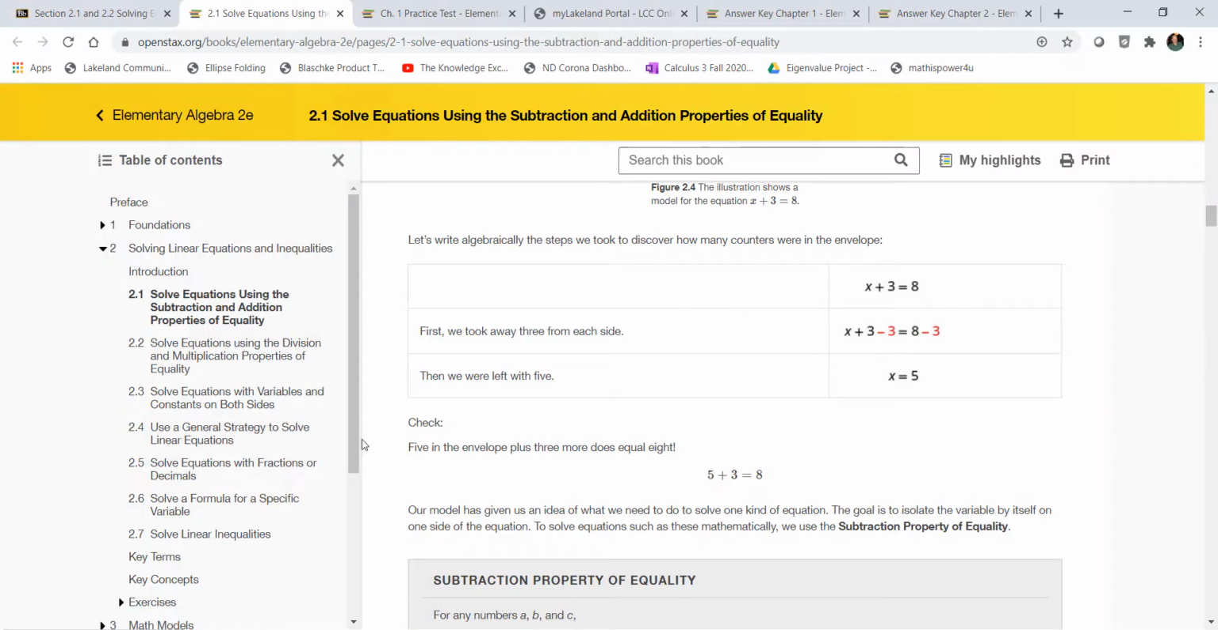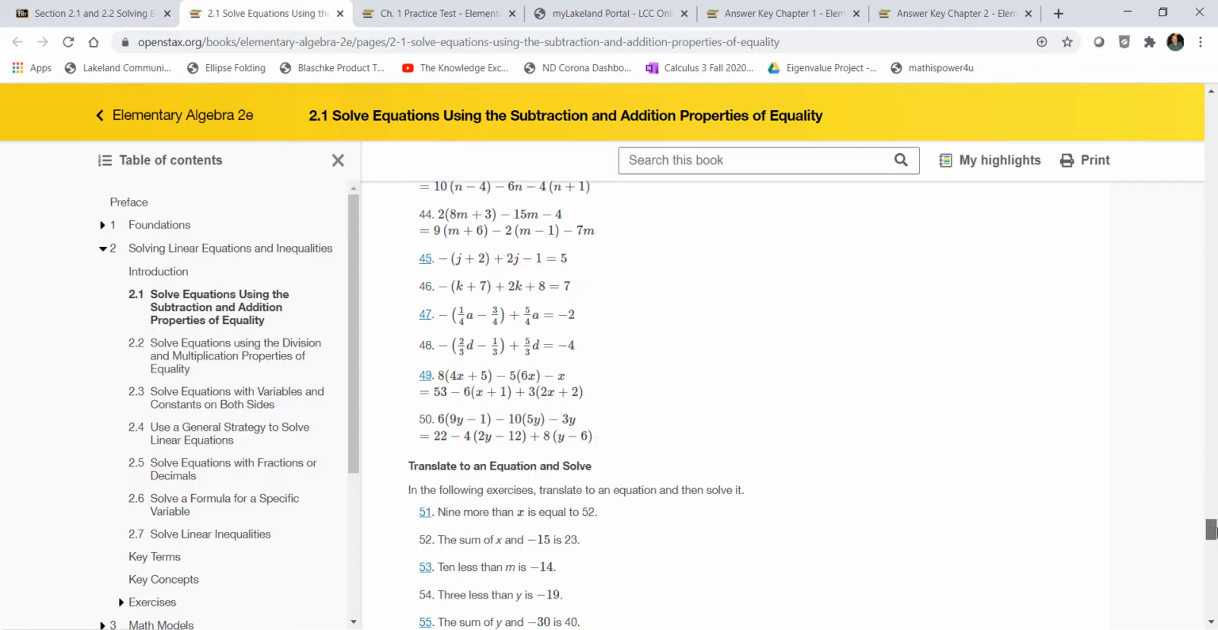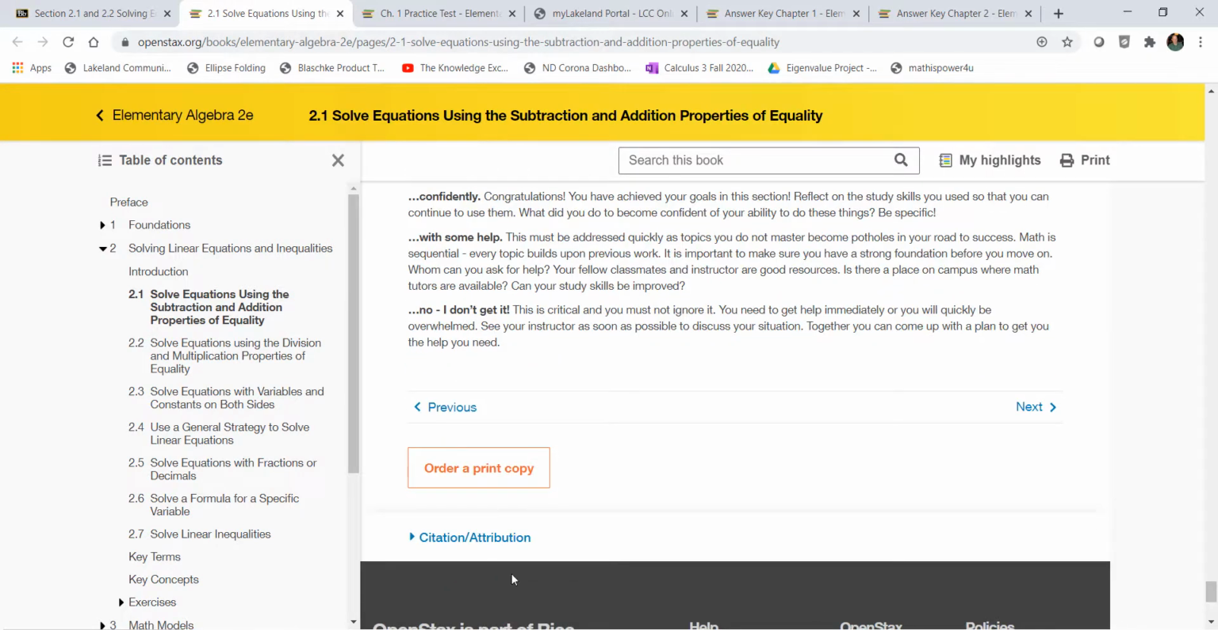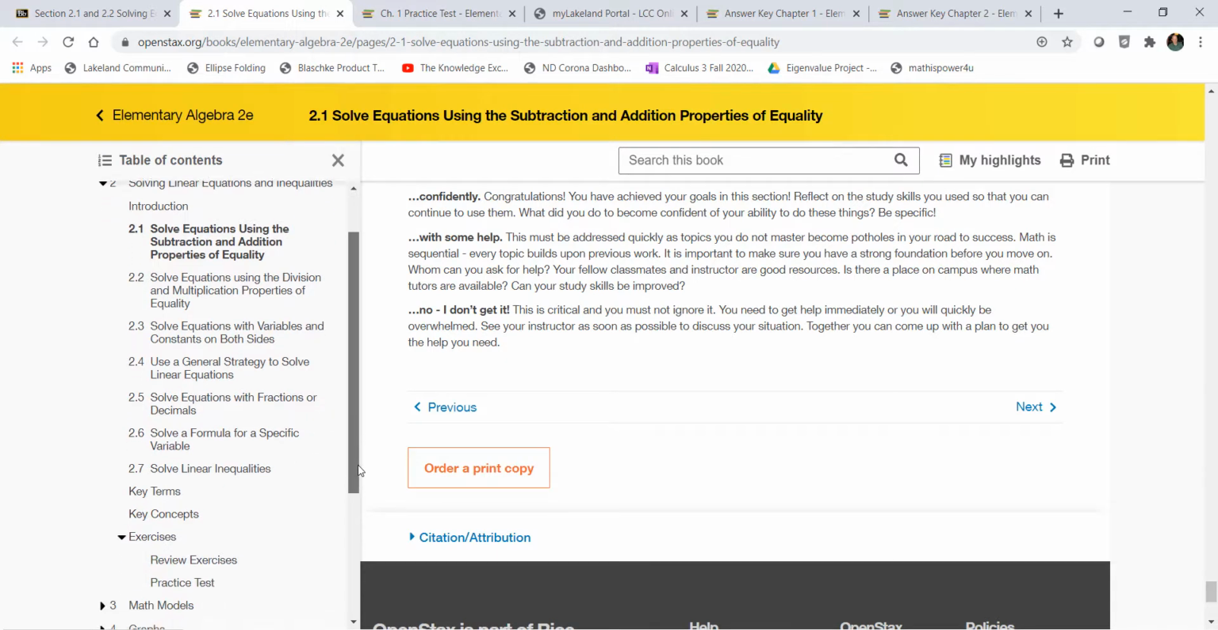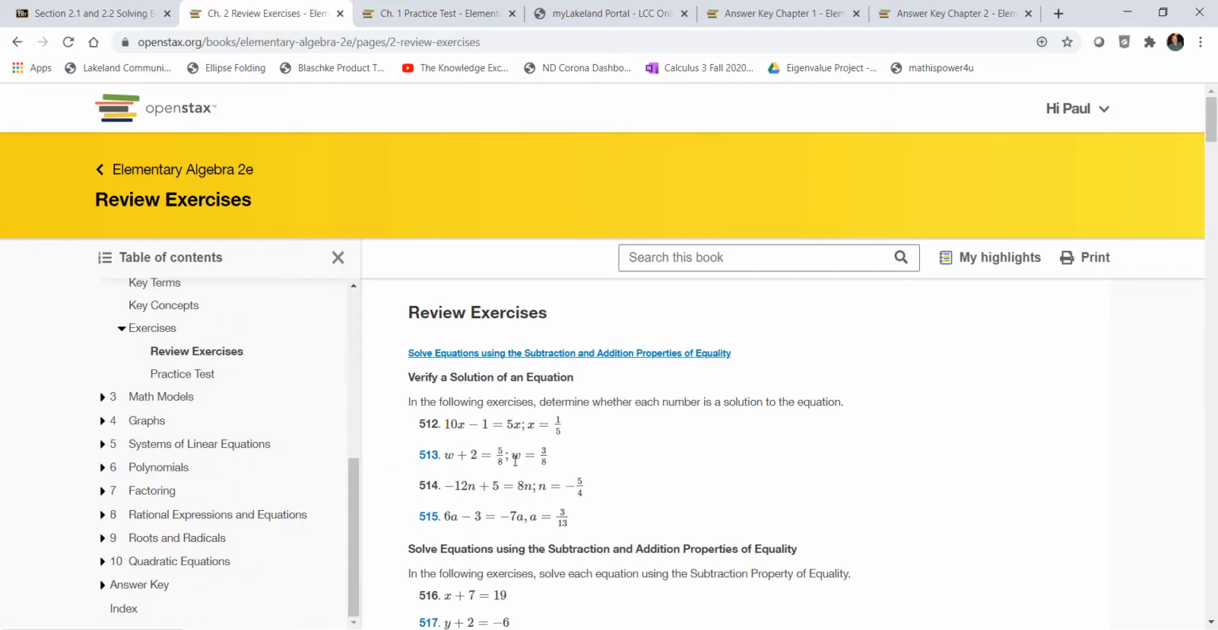Those problems are at the very end of the chapter. If you work all the way through this, you'll notice that these problems are 1 through 76 or something like that. So those exercises are from the very end of the chapter. They're these review exercises. So 513 appears here. In the following exercises, determine whether each number is a solution to the equation. So this is very much like the one I just showed you. Put in w equals 3/8 for that w and see if it works or not. That's the question, yes or no.